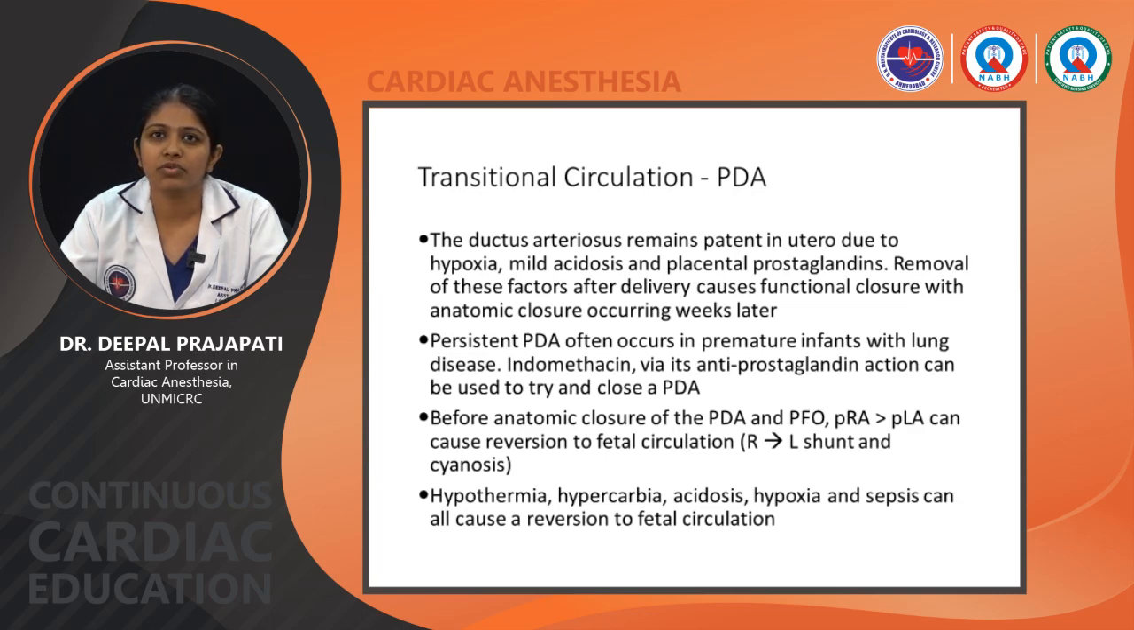Before anatomic closure of the PDA and PFO, an increase in right atrial pressure over left atrial pressure causes reversal of the fetal circulation, that is right to left shunting, thereby causing cyanosis. What are the other factors adding to this? These are hypothermia, hypercarbia, acidosis, hypoxia, and sepsis. These all can cause a reversal to the fetal circulation, that is right to left shunting, thereby causing cyanosis.